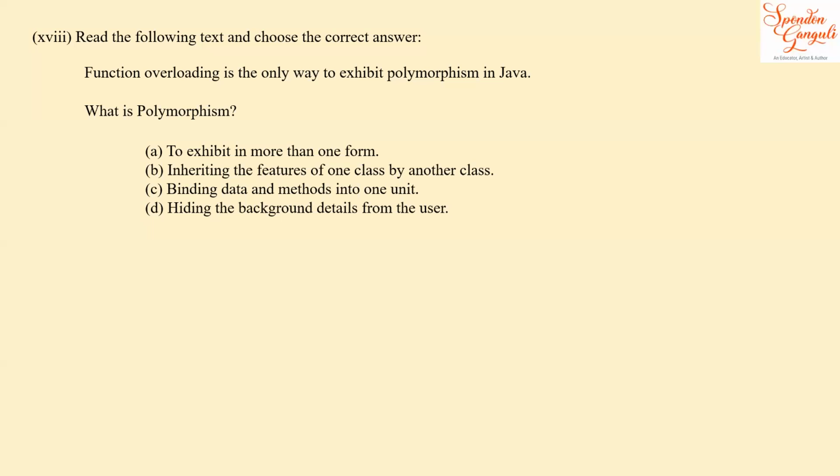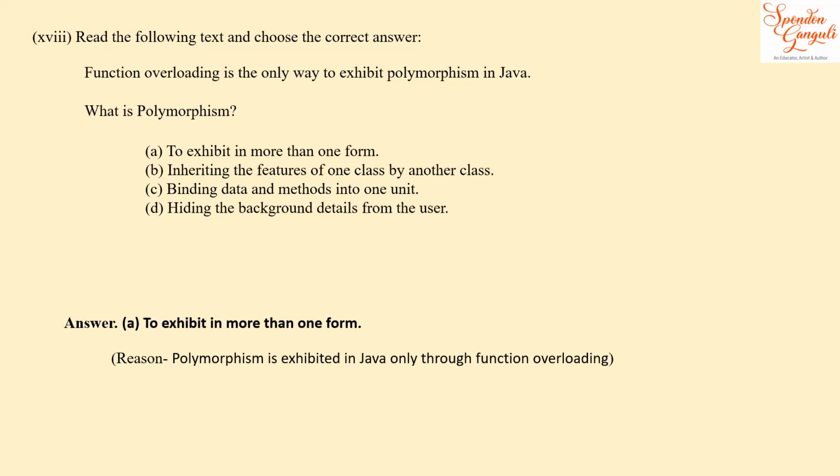Next question. Read the following text and choose the correct answer. Function overloading is the only way to exhibit polymorphism in Java. What is polymorphism? To exhibit in more than one form, inheriting the feature of one class by another class, binding data and methods into one unit, or hiding the background details from the user. Correct answer, to exhibit in more than one form. Polymorphism is exhibited in Java not only through function overloading.